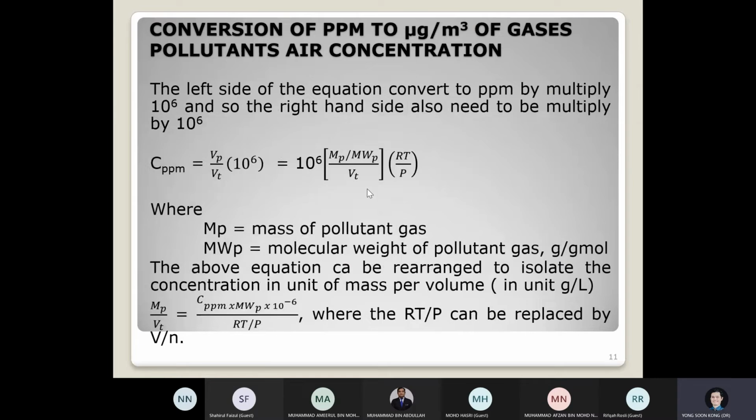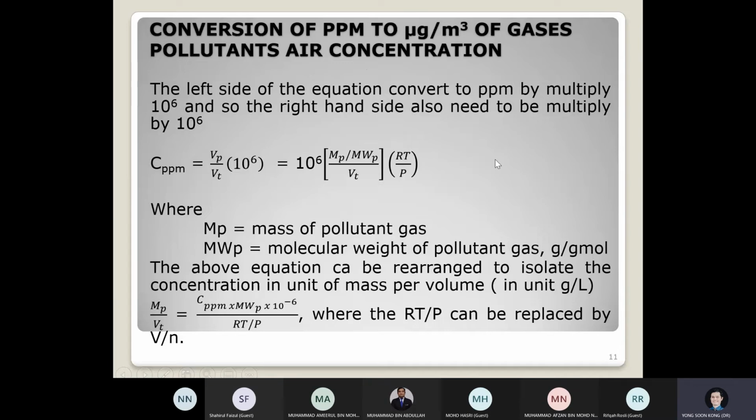Now that is because if you look up here, m is the mass. Of course, initially the mass is in gram unit, so if you want to convert, you convert into microgram. That is simple mathematics. Whereas the volume here is initially in liter. If you convert directly, liter is a cubic decimeter, so of course, again, you need to convert back into cubic meter later on. So this is the formula that you can use to convert from ppm to microgram per cubic meter.